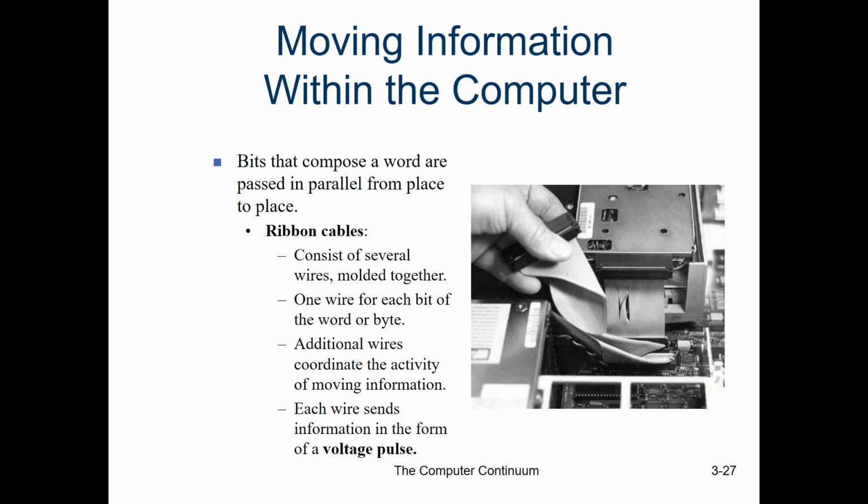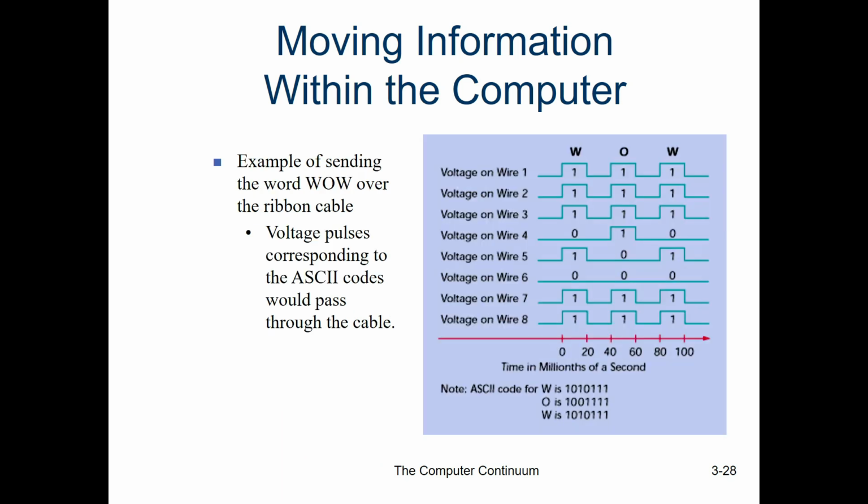Additional wires are used to coordinate the activity of moving information. That's how the voltage pulses inside the computer were transferred from one place to another for being processed.